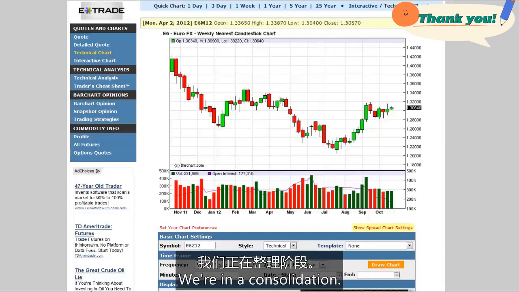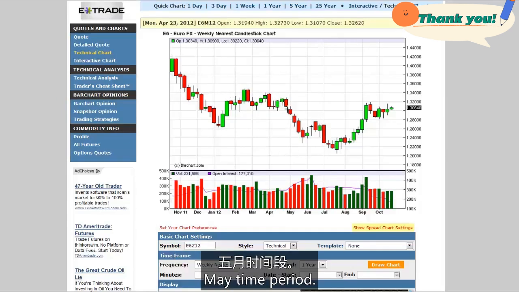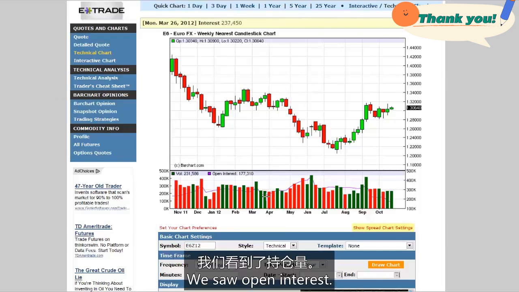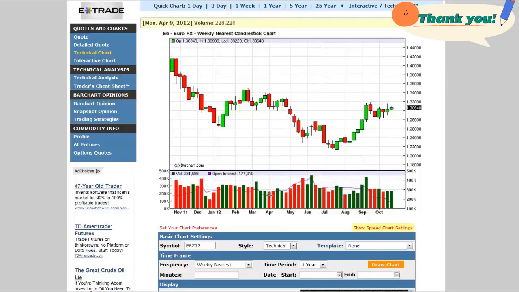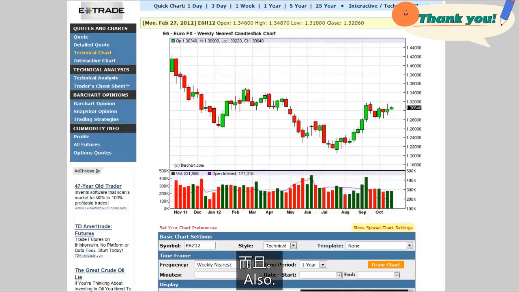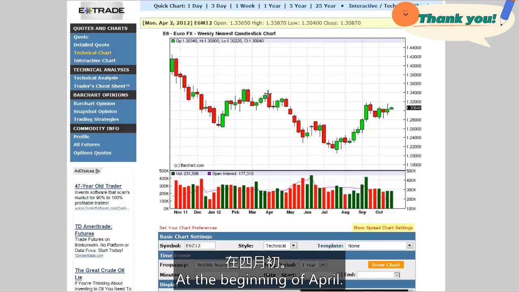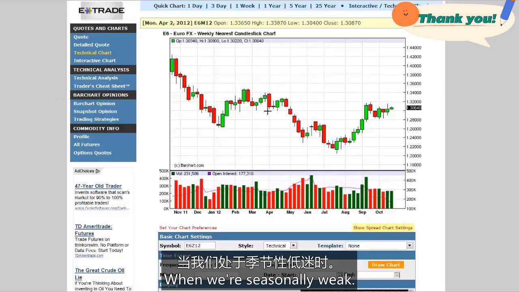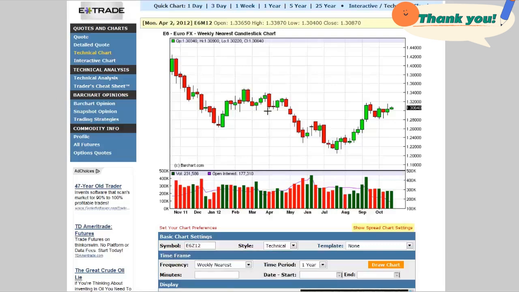We're in a consolidation, April, May time period. So between this vertical line and this vertical line right in here, we're in a range. Notice we saw open interest increasing. That's a nice increase of open interest during a time frame in the year when we would expect to see weaker prices. Also, we have an optimal trade entry from this high to this low, traded right up into that at the beginning of April. So we now have optimal trade entry during a time when we're seasonally weak, when we're expecting firmness in the dollar.